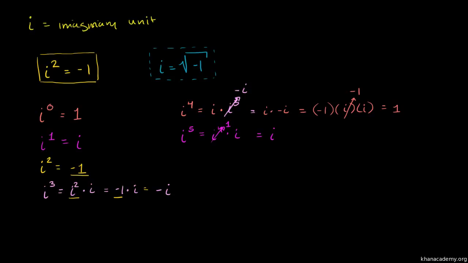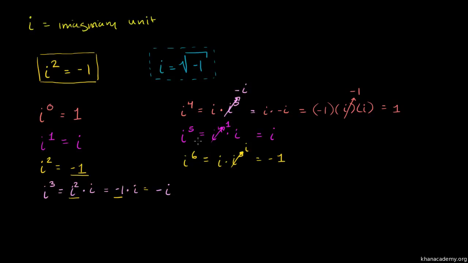Just to see the pattern keep going, let's try i to the 6th power. Well, that's i times i to the 5th power. i to the 5th, we already established, is just i. So it's i times i, which is equal to, by definition, -1.